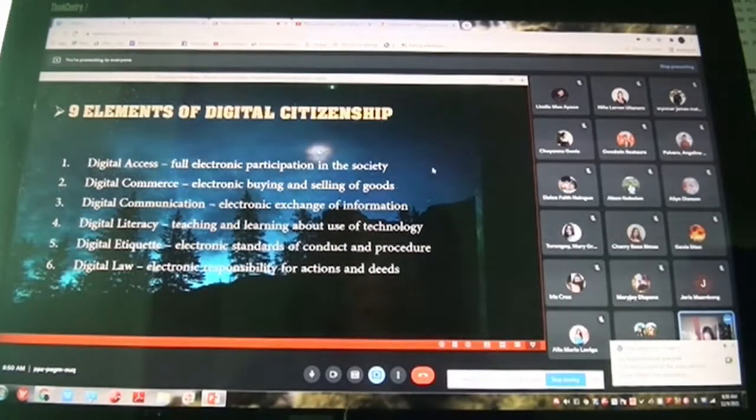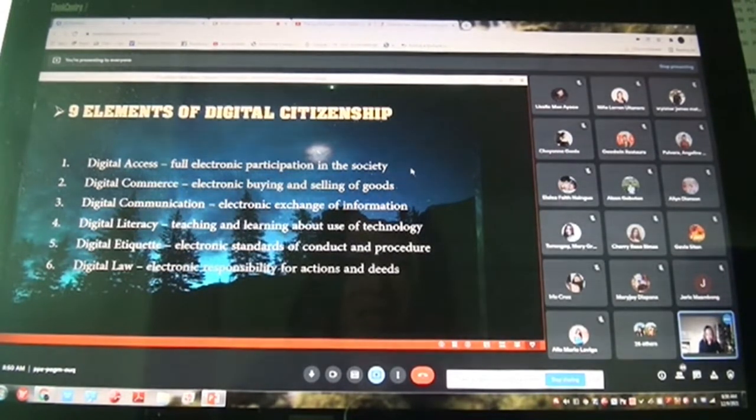So far the video talks about how, even though many people are participating, only a few are using computers and the internet, and most are using mobile devices. Then digital commerce, the electronic buying and selling of goods. The highest user of digital commerce is the United Kingdom, according to the video. And communication, mostly email and chat, with most people using Facebook Messenger and WhatsApp. Another one is digital literacy, teaching and learning technology.